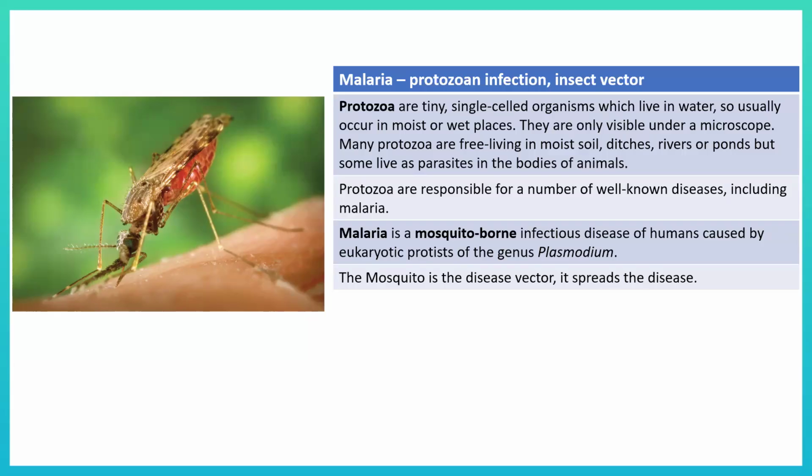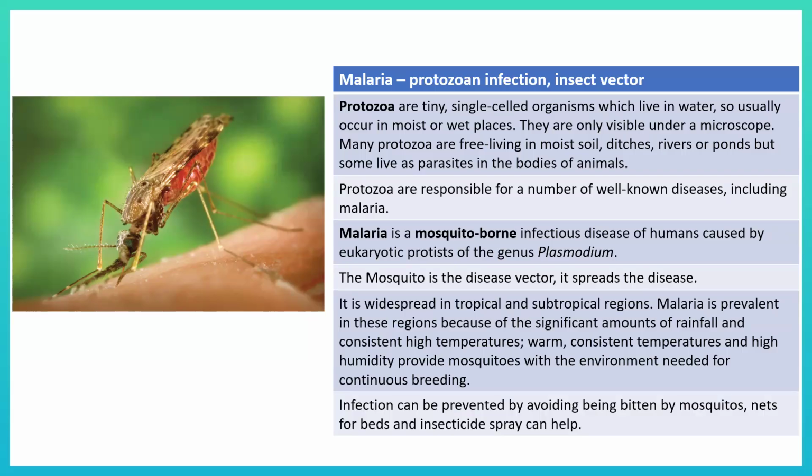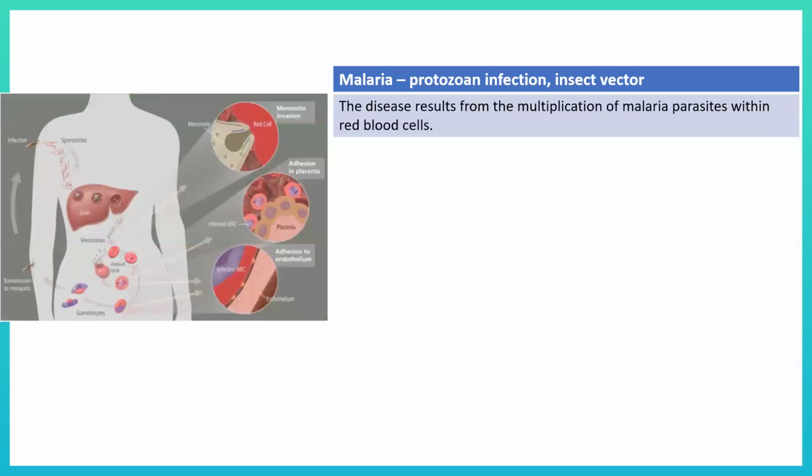So mosquitoes just spread this disease. They're the vector. They spread the disease. They're really widespread in tropical regions. Well, you get mosquitoes everywhere, but the disease, malaria, is really widespread in tropical regions because these mosquitoes survive very well there. They can continually breed in the damp, wet environments that they like. So you can prevent infection by preventing being bitten. So mosquito nets are a good thing, and insecticide sprays can help.